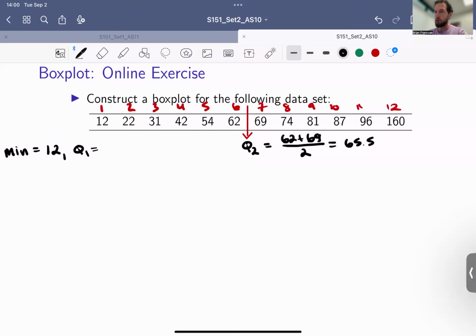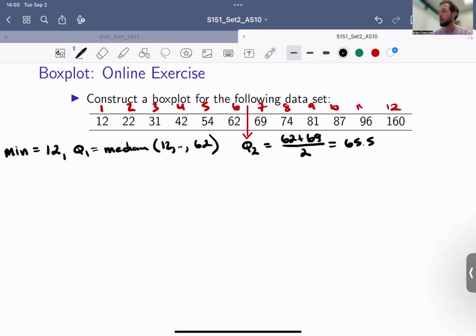Okay, now that we have Q2 placed, it's easier to determine where Q1 and Q3 are going to be located. So basically, Q1 is going to be the median of the lower half of the data. So Q1 will be the median from observation 12 to observation 62. So it is the median of the first 6 values. Notice that because Q2 sits between observation 6 and 7, I am only taking the lower half in my Q1 calculation.